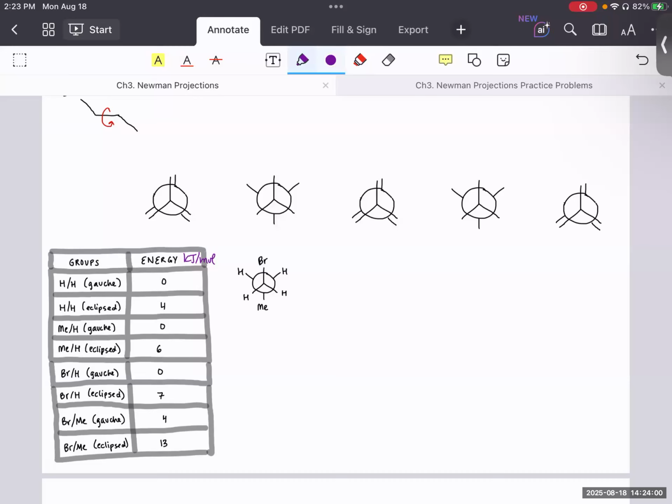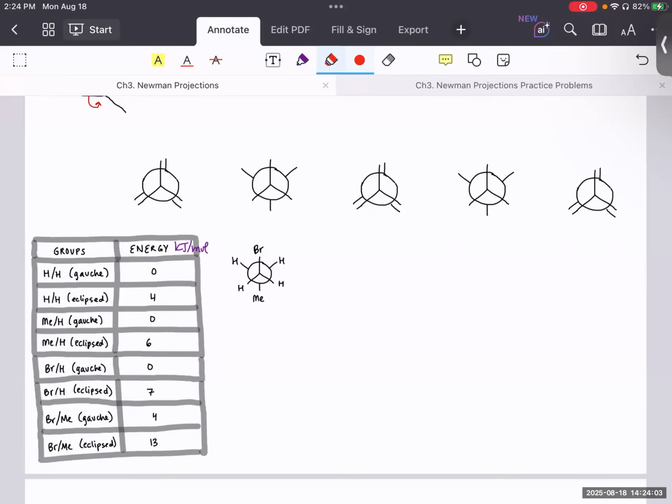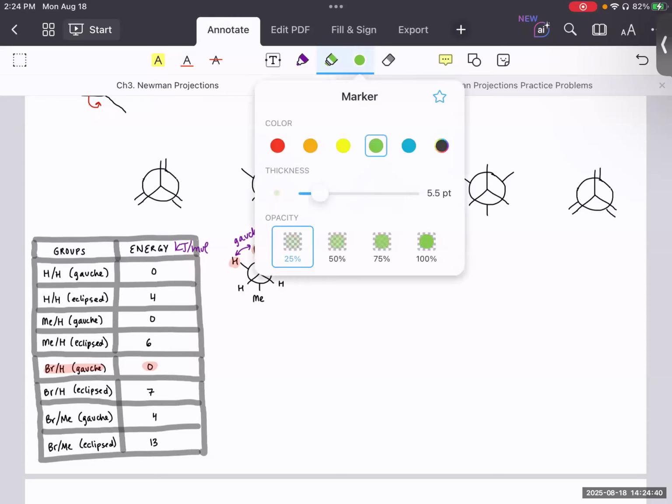So here, we're going to look at the different types of energies that we have. We can see that we have a bromine and a hydrogen gauche interaction. And based off of our table, we would want to find where we have bromine and hydrogen gauche interactions. And we can see that these contribute 0 to the energy. Hydrogen and bromine are too small to have any sort of steric hindrance or strain. And we know that we don't have torsional strain because we're in that staggered conformation. And so we don't have to be worried about those gauche interactions, and there's no contribution from that.